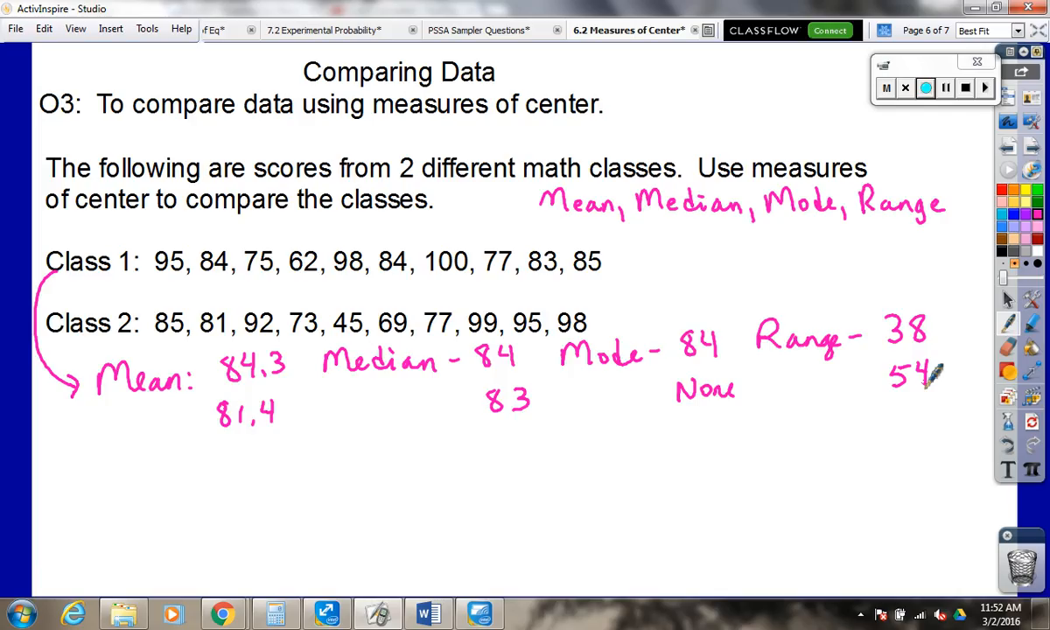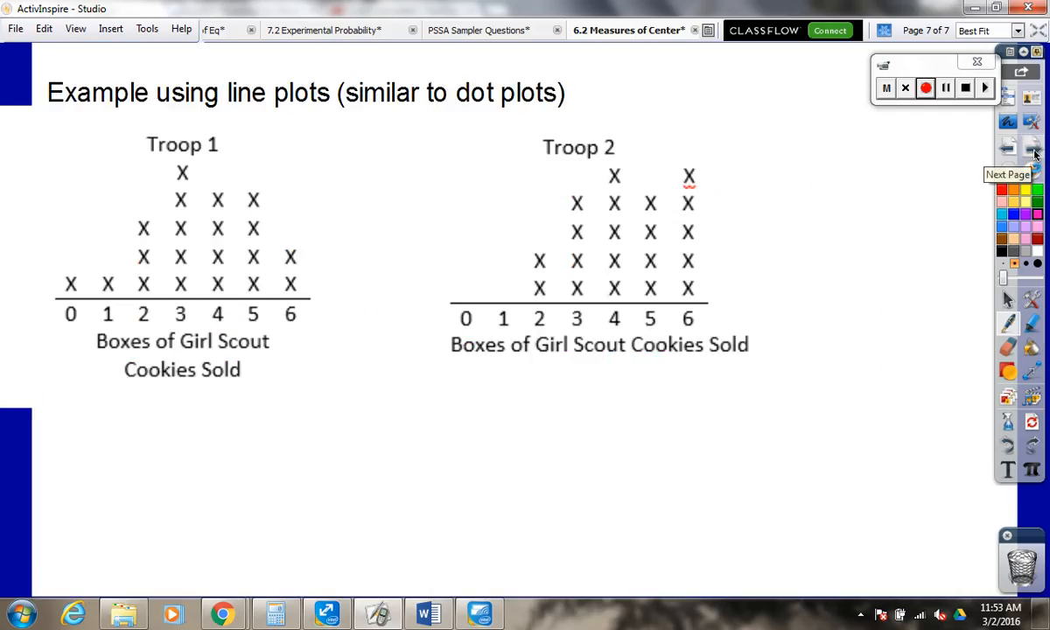So if you were to do an assignment like this, you're going to find all the measures of center, and then you're going to write a sentence about each one of them, comparing them, and then draw some sort of conclusion.